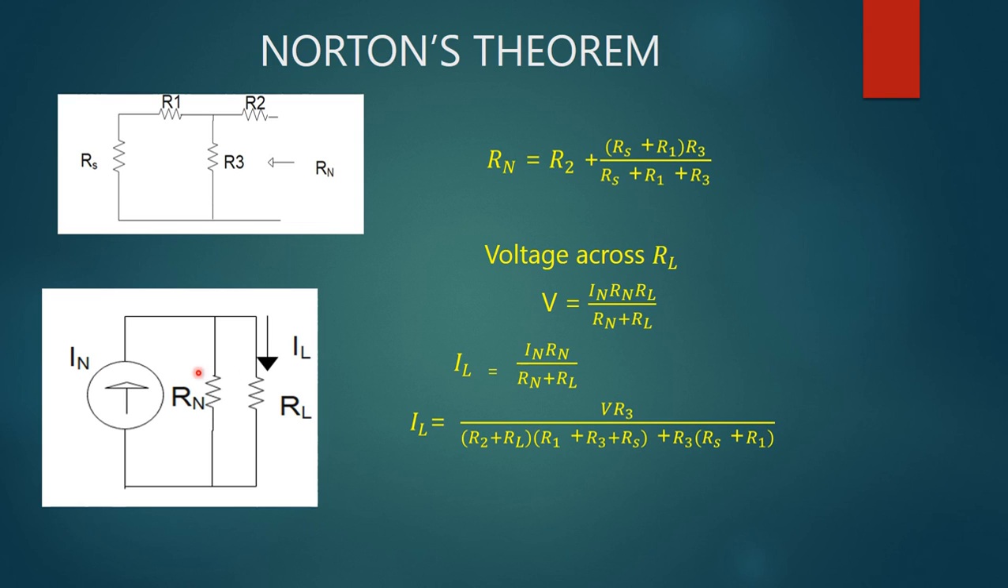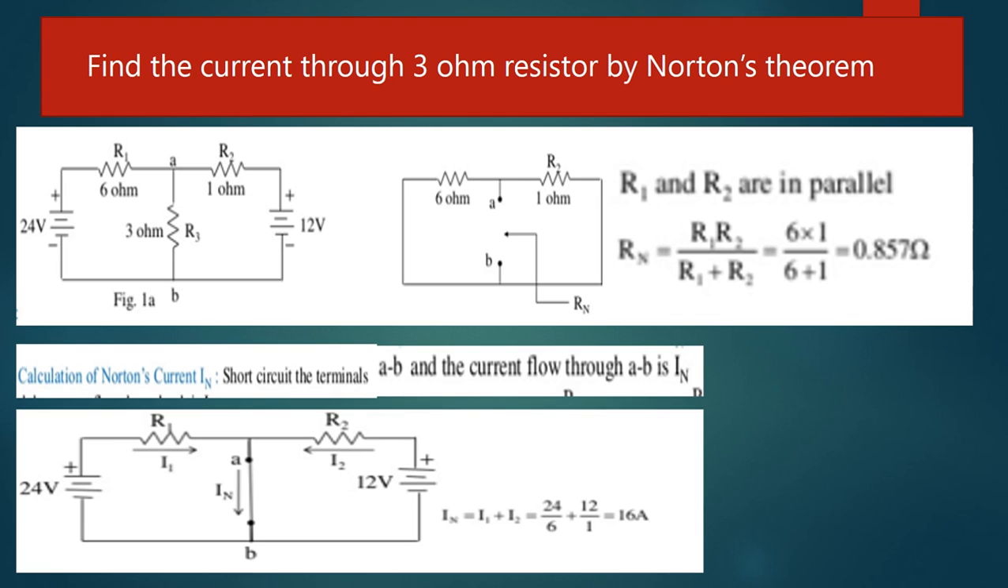Thus we see that the current IL from Norton's equivalent circuit is the same as the current found by using KVL directly. Hence our theorem is verified. Next, we give one example of how to use Norton's equivalent circuit to find the current in a given resistance.